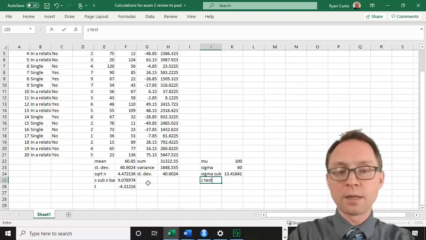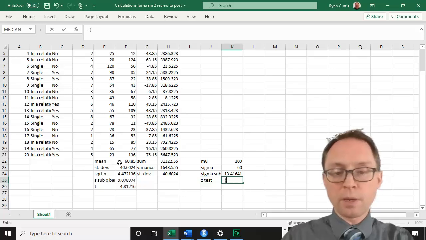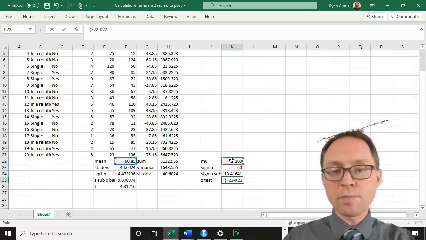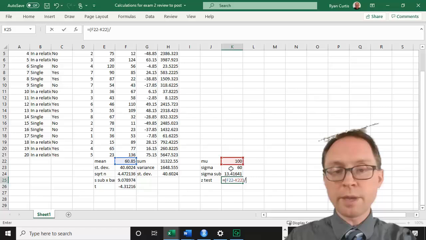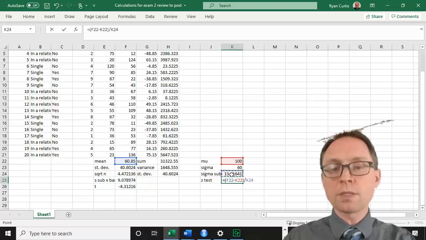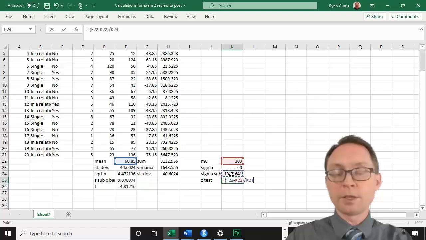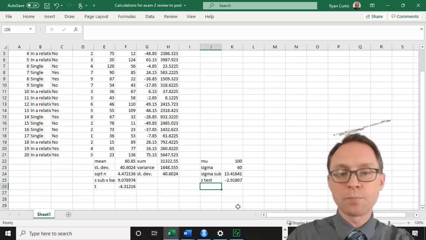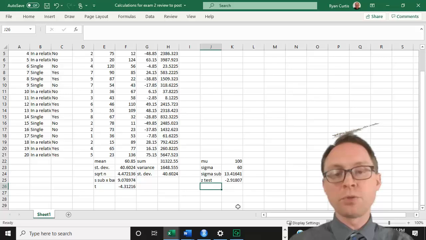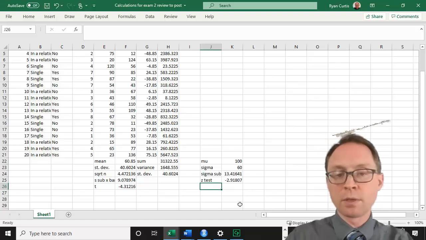Then I need to calculate z-test. My z obtained. The z-test is, let me put it in parentheses so I get it right, x bar minus mu, so the mean of my sample minus the mean of the population, divided by sigma sub x bar, which is the standard deviation of the population divided by the square root of n. When I do that, I get negative 2.918704. So the correct statistic is negative 2.9187, or to round it up, negative 2.92.